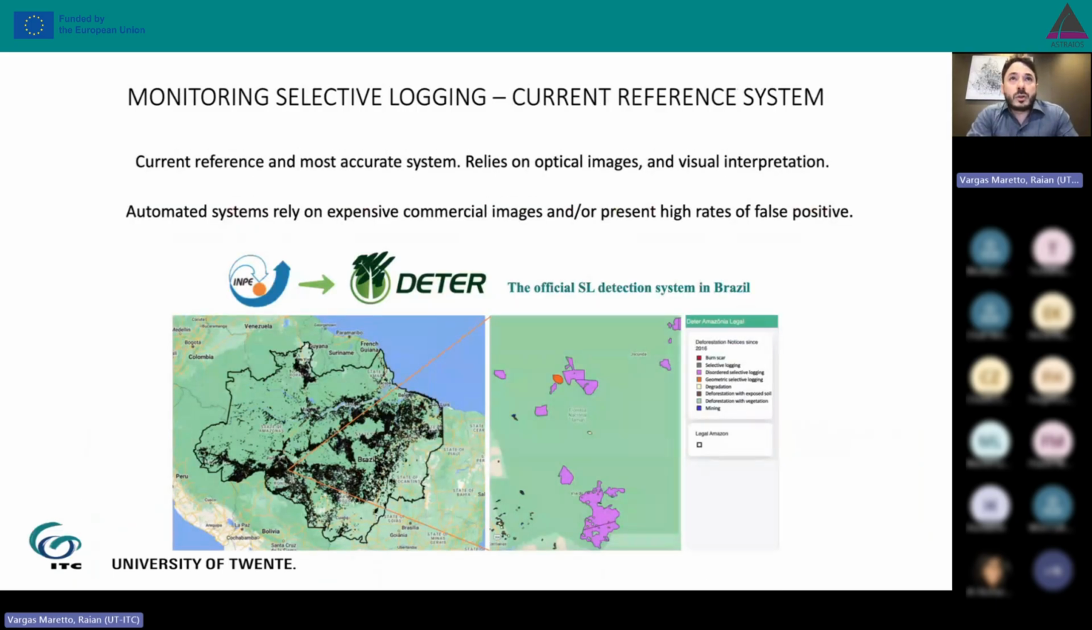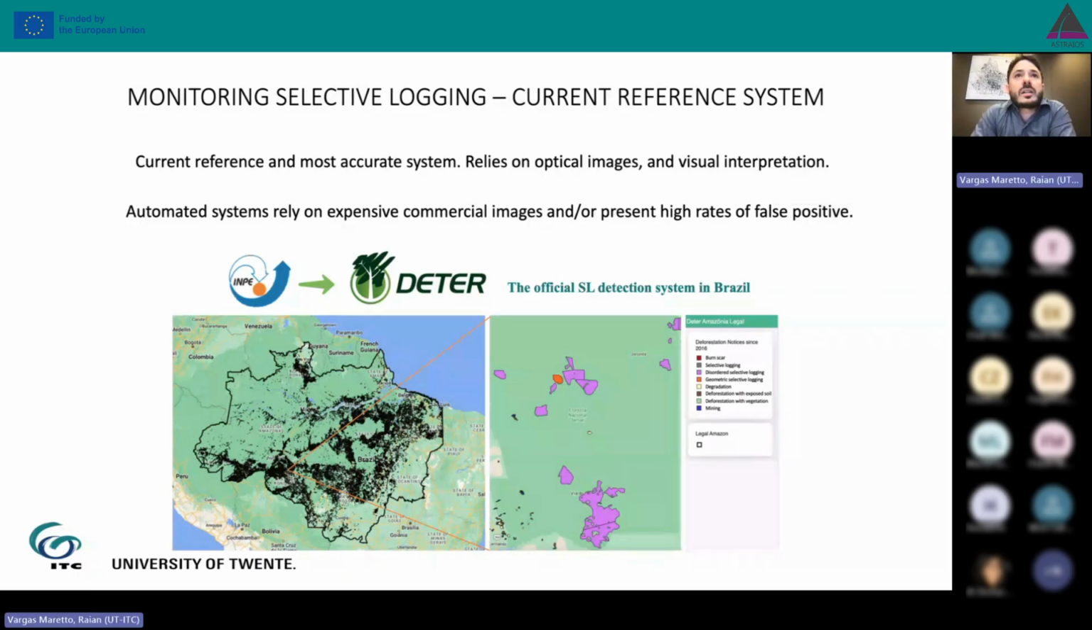The main monitoring system we have nowadays for selective logging is the TER as well, from INPE. The TER is the current reference system and the most accurate, but it relies mostly on optical images and also on visual interpretation. And by relying on visual interpretation, again, it makes it quite time consuming. The TER nowadays relies on a big team of analysts that keep analyzing the images every day and producing daily alerts for the whole country.